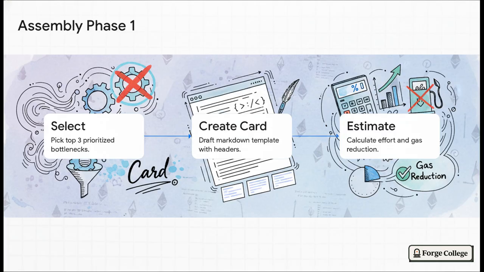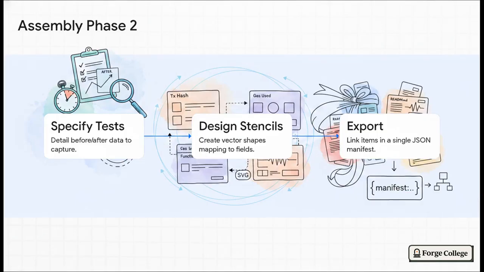And step 3 is absolutely crucial. Estimate the effort and calculate the expected gas reduction based entirely on your trace data. No guessing allowed here. The final assembly steps lock in your validation methods. You detail the exact tests to run to capture those before and after data points. Next, design your vector stencils so they map perfectly to your card fields.